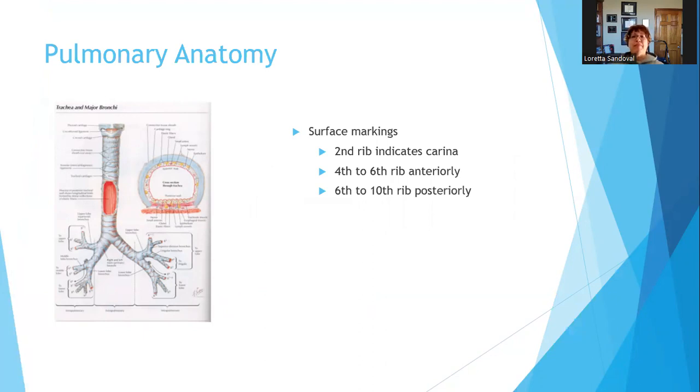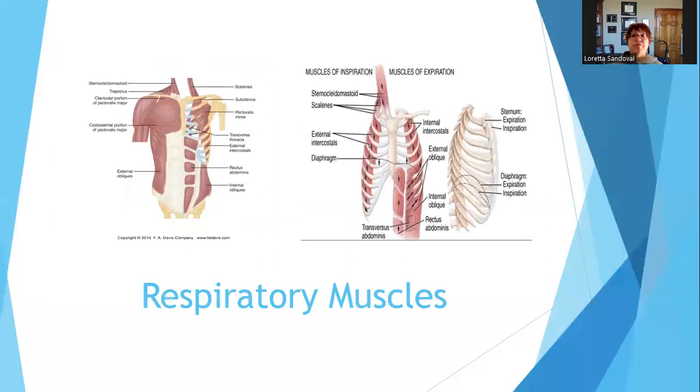The second rib indicates the carina, which is the little cross area of the bronchial tubes. The fourth to sixth rib anteriorly and the sixth to 10th rib posteriorly. That's the anatomy that we're looking for when we're looking for the lungs and the bronchi when we're looking at the surface.